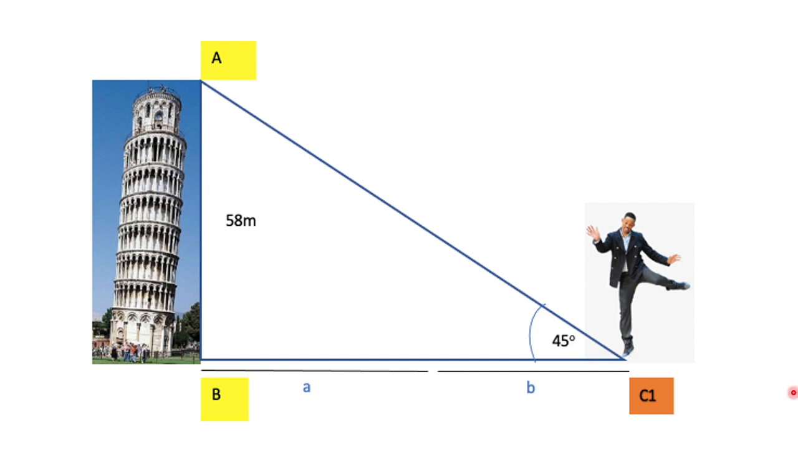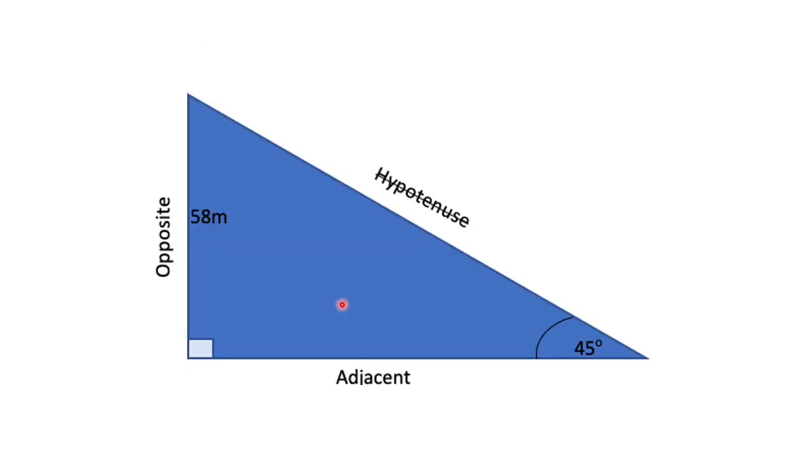We need to use both triangles to find the answer, so we will begin with the largest triangle, which is AC1B. The larger triangle has a height of 58 meters and an angle of 45 degrees. It's right angled, so we know that we can use trigonometry. In this example, we won't be using the hypotenuse. We know that the angle is 45 degrees, and we know that the opposite is 58 meters.